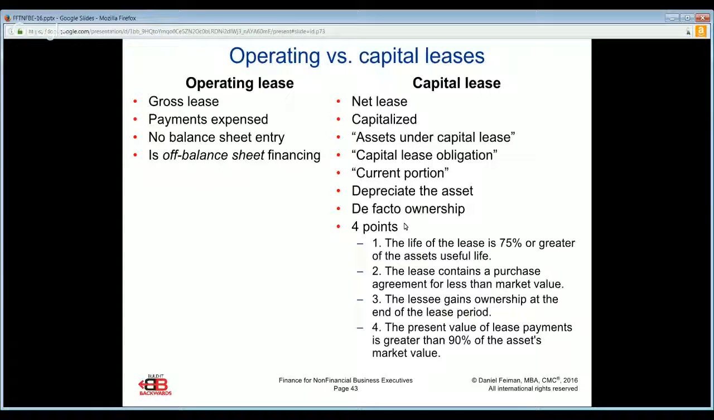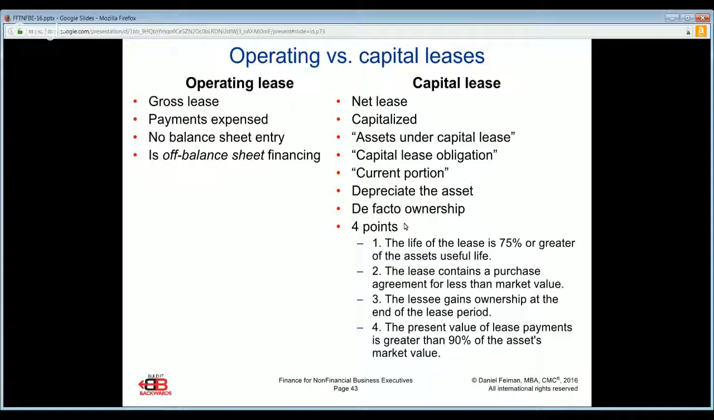So let's use a specific asset. We're going to lease a building for 10 years at $10 million. We're going to pay $1 million per year in a rental fee. That's a capital lease because the building probably has only a 15-year useful life or a 12-year useful life. If it meets any of these four criteria, the balance sheet will show under long-term assets, asset under capital lease, which would be the building for $10 million.